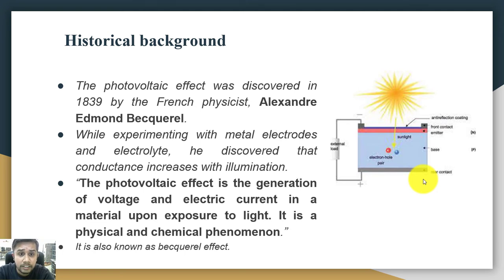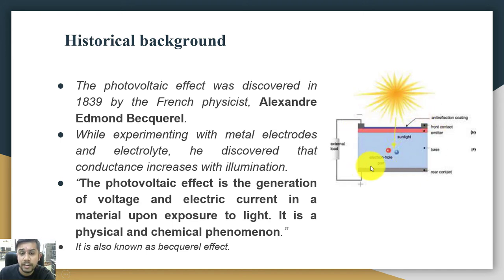The photovoltaic effect, which was discovered by Edmund Becquerel, is the generation of a voltage and electric current in a material upon exposure to light. It is a physical and chemical phenomenon. When any material is exposed to sunlight, the free charge carriers are generated and they pass from anode to cathode like this, and we can connect the external load, so we can use this solar energy in the form of electrical energy. It is also known as the Becquerel effect.